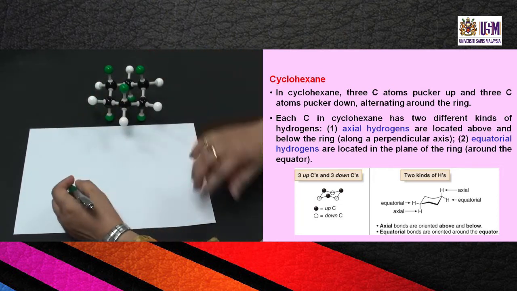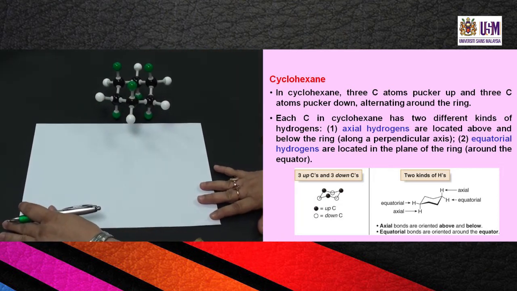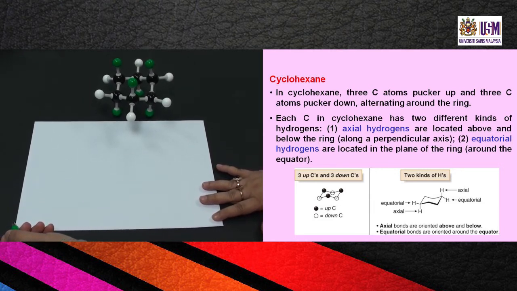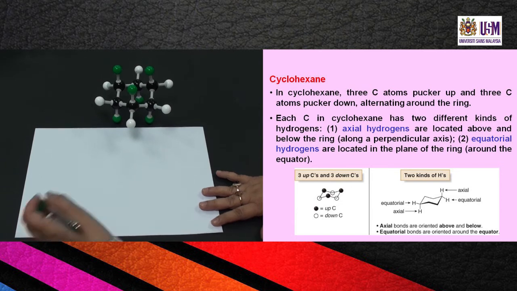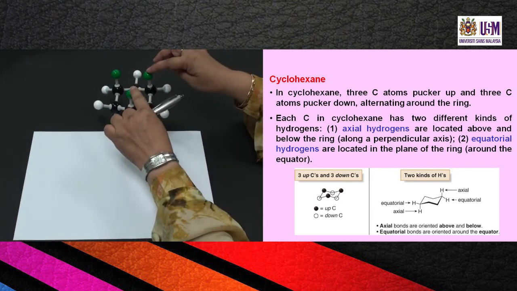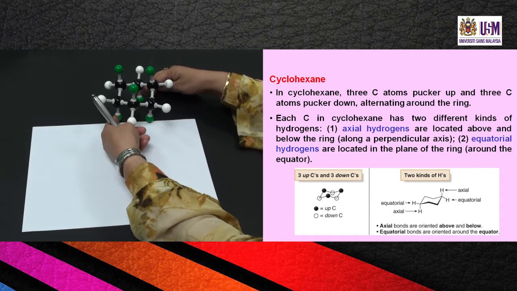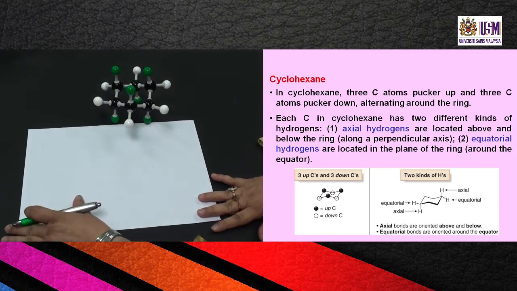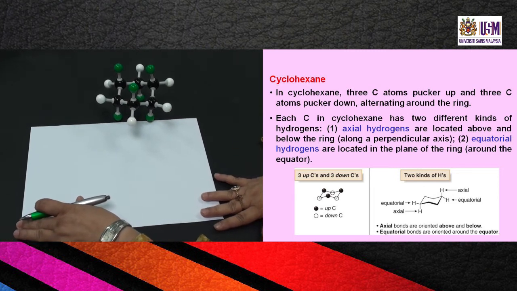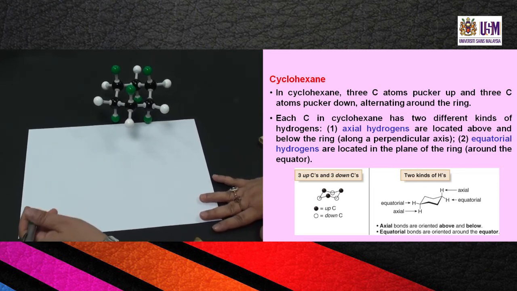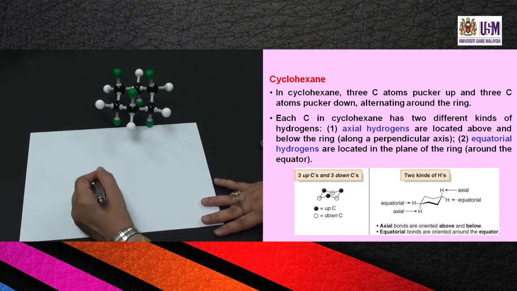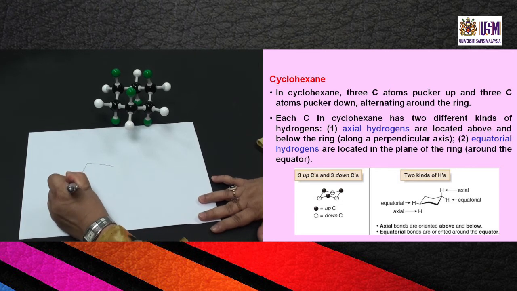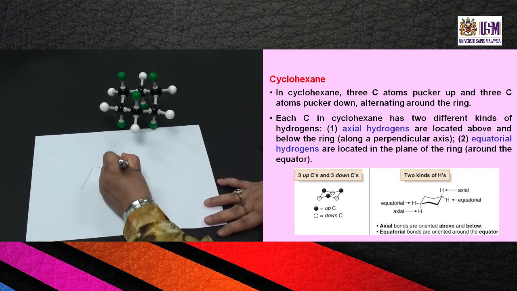1, 2, 3, alternating around the ring. So each carbon in the cyclohexane has two different kinds of hydrogens, the axial hydrogens. All the ones in green are the axial hydrogens, and the ones in white are all the equatorial hydrogens, and they are all located in the plane of the ring, that is, around the equator. When we draw the cyclohexane ring in the chair conformation, just do this.